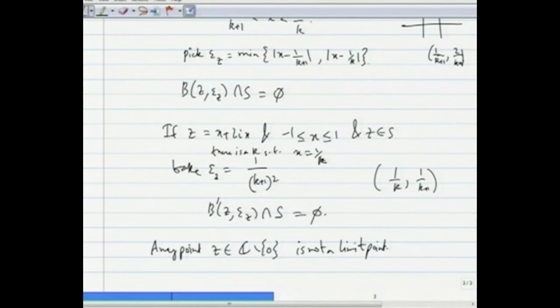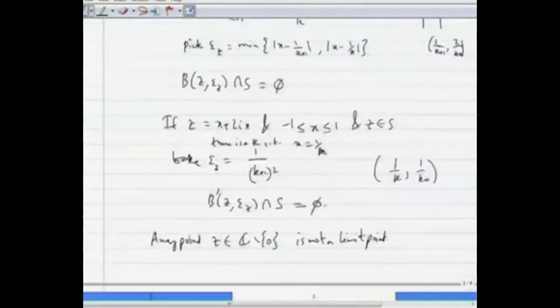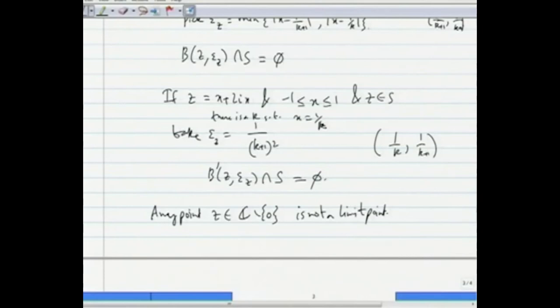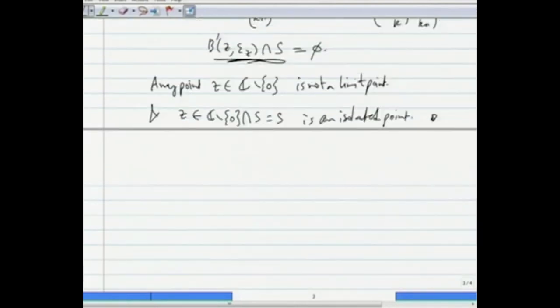Okay. So, every such point has a neighborhood which stays clear from the set. So, what we have shown is that z belongs to C minus 0, intersection S, which is equal to S. We have shown that S is completely contained in C minus 0, 0 is not a point in this thing. And every point in S is an isolated point.